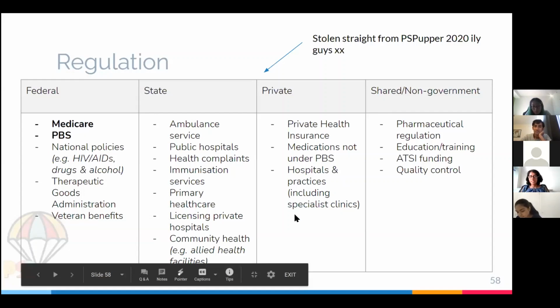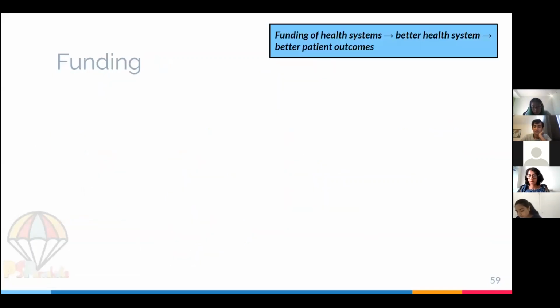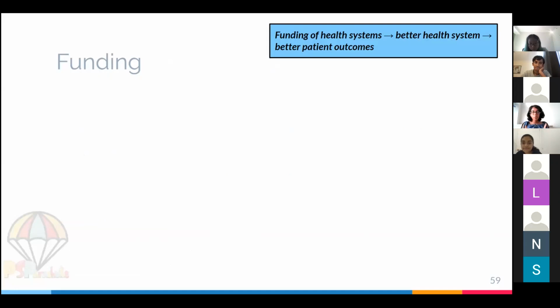Okay, so funding. Funding of health systems is important because it leads to more money for the system, which leads to better resources and making it a better health system. And what does a better health system mean? It means you have better patient outcomes. So before I tell you the answer, can someone tell me what our 2 main sources of funding for our health system are?